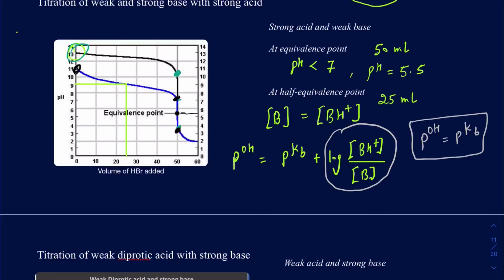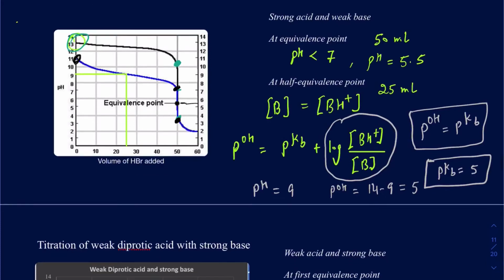Now what's the pOH at this particular point? Well, I know the pH here is 9, so the pOH is going to be 14 minus 9, roughly, so that's going to give you 5. So that means the pKb of this particular base is going to be 5. So that's how you're going to be retrieving a good chunk of information from these graphs.